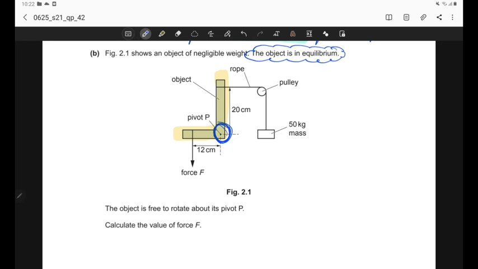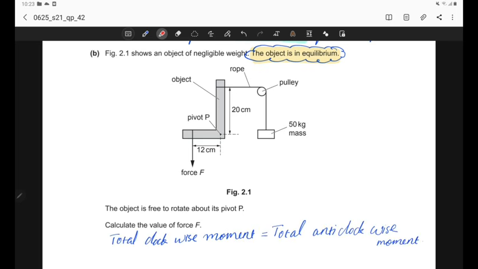Then we have to calculate the force F. Since the object is in equilibrium, we can use the concept that for an object in equilibrium, its clockwise moment should be equal to its anti-clockwise moment. Now we can check about pivot P which force causes a clockwise moment and which force causes an anti-clockwise moment.